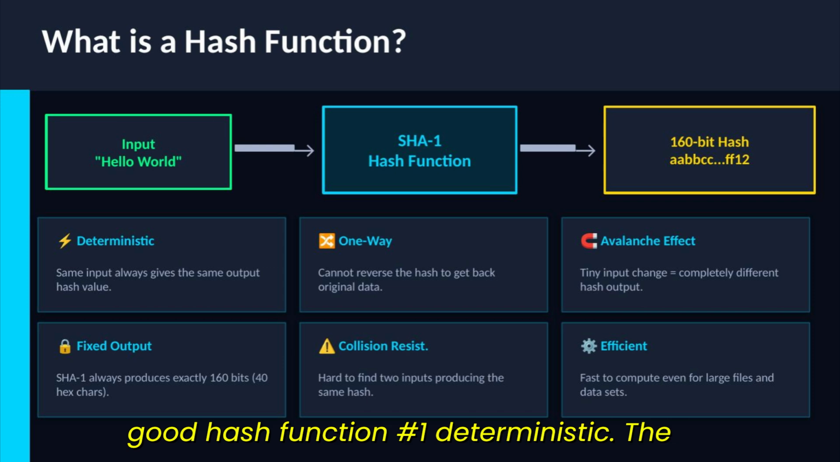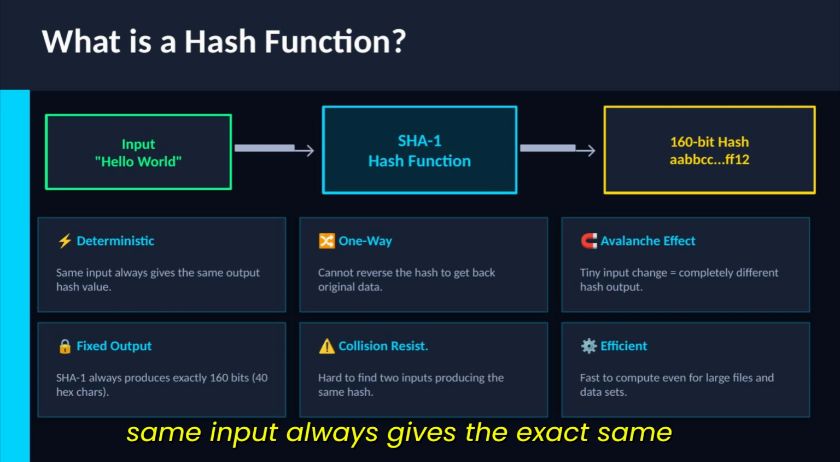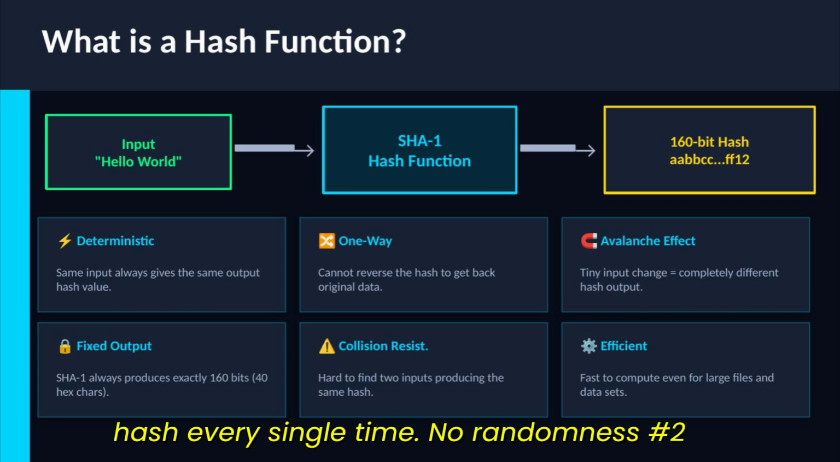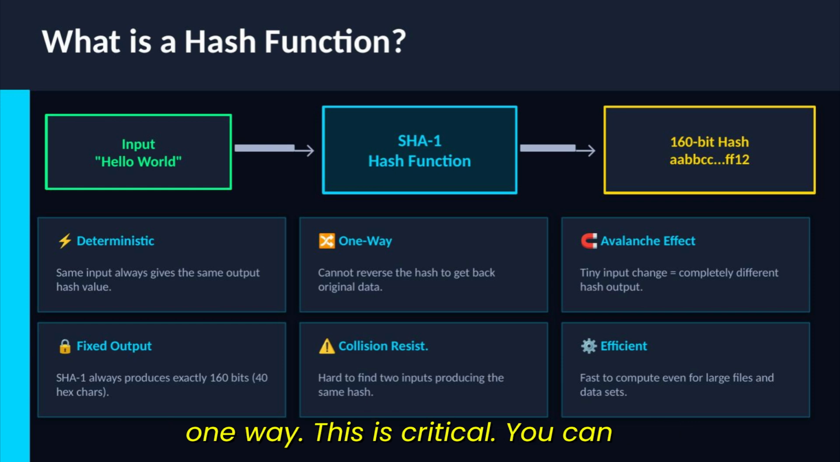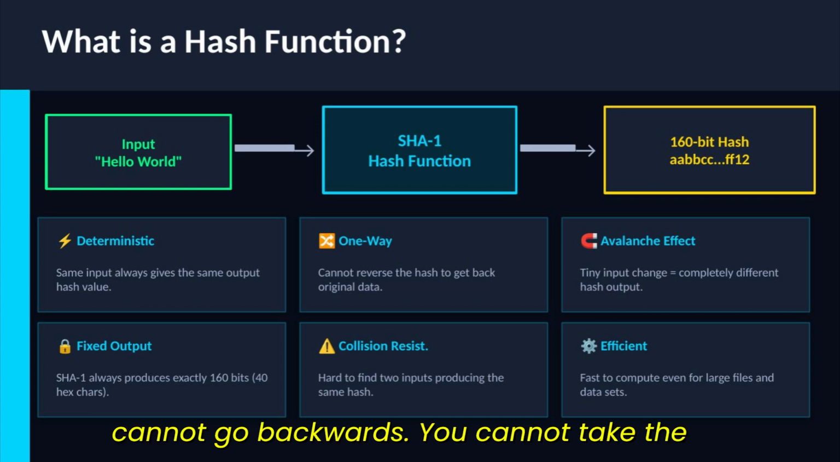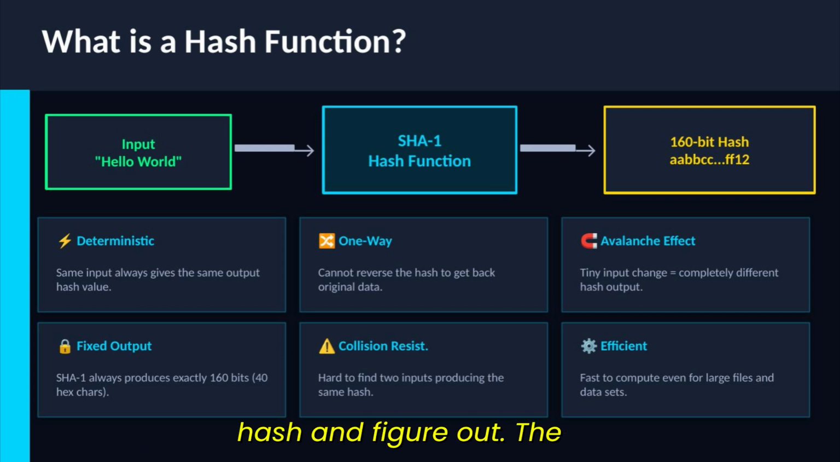Number 1, deterministic. The same input always gives the exact same hash, every single time. No randomness. Number 2, one way. This is critical. You can go from input to hash, but you cannot go backwards. You cannot take the hash and figure out the original input. It's a one-way street. Number 3, avalanche effect. This is my favorite. If you change just one tiny character in the input, even one letter, the hash output changes completely. It looks totally different.